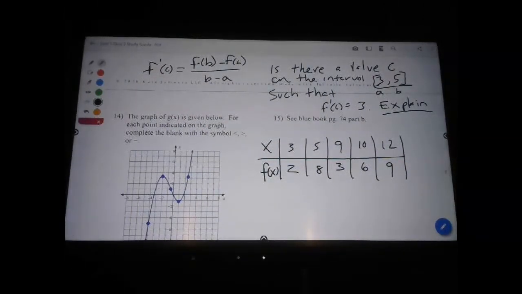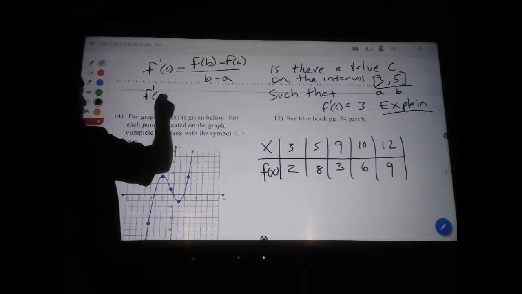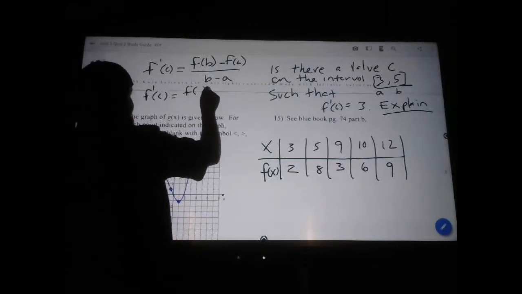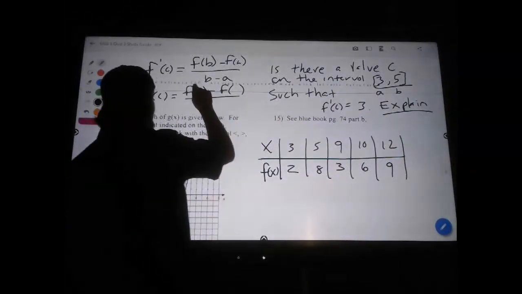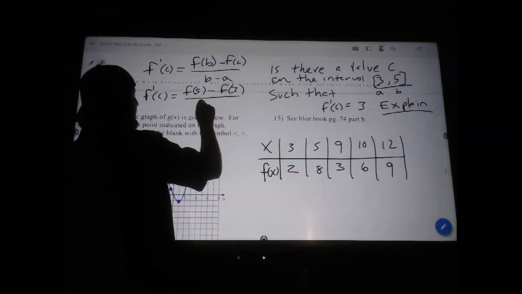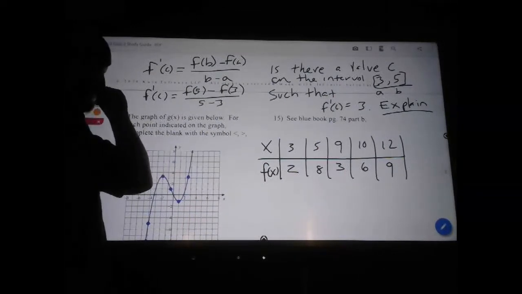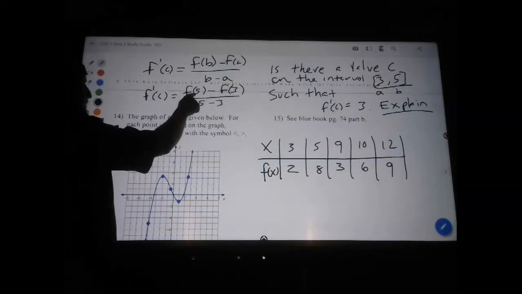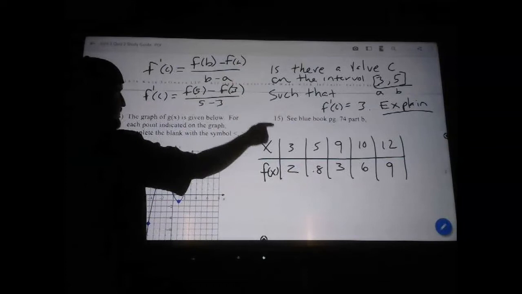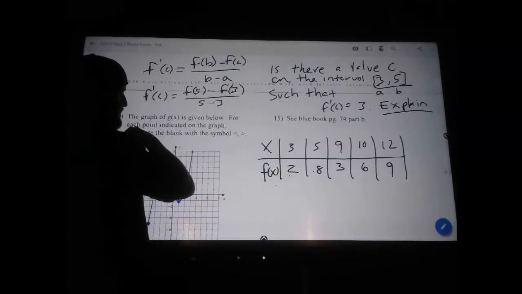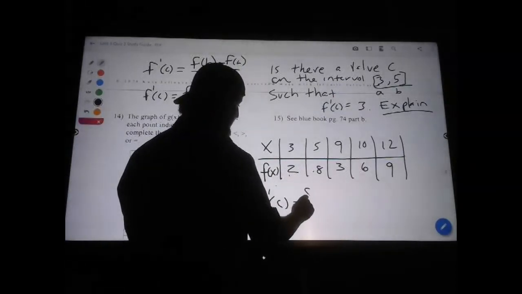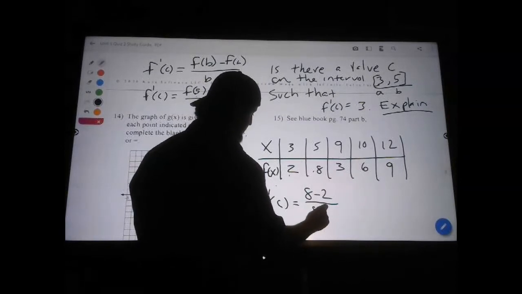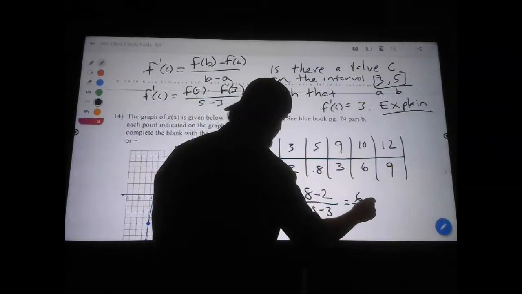Now, we're going to go ahead and plug these things in. F prime of C is equal to, if we're going from 3 to 5, it would be 5 here, 3 here, 5 here, 3 here. Now, f of 5 is 8, and f of 3 is 2. So we would have, I have to bring my work down here, I'm running out of space. So we would have 8 minus 2 over 5 minus 3, which is 6 over 2, which is 3.